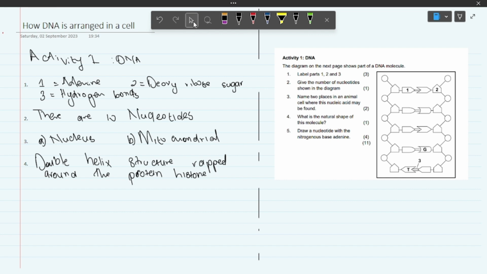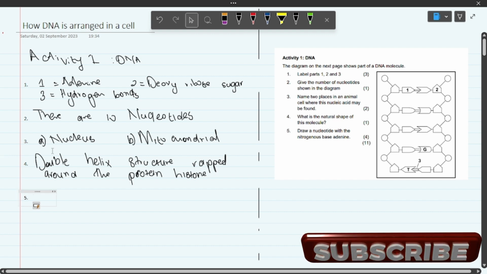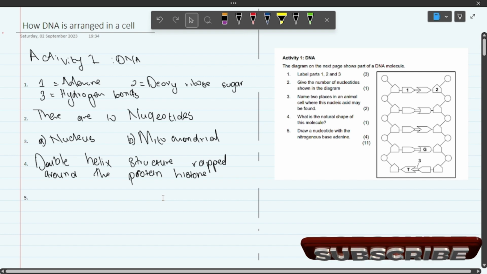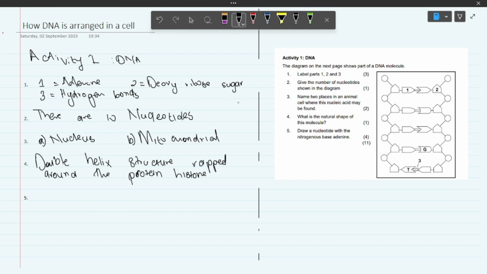Let's do number 5, which is the last question. It says, draw a nucleotide with the nitrogenous base Adenine. Basically, I'm just going to draw the whole entire structure. To draw the nucleotide, firstly we're going to draw the phosphate group, so we're just going to write P. Just going to copy how it's drawn there.